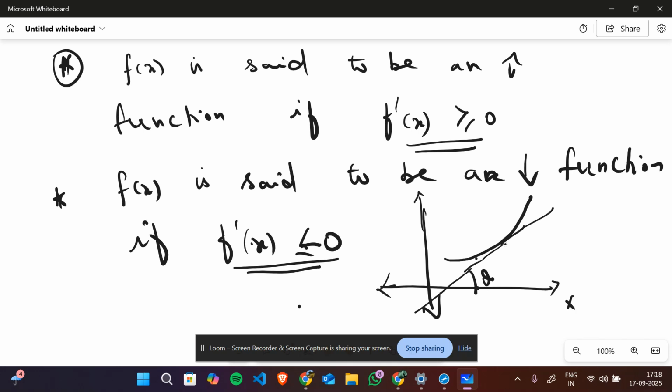You all know that y equal to f of x. So here for this curve, theta is acute. Therefore, tan theta will be positive. So the slope of the curve will be dy by dx, that is d by dx of f of x, that is f dash of x, which is greater than or equal to 0 for an increasing function. Now, why for a decreasing function is it less than or equal to 0? Let's see. Consider the graph of a decreasing function.